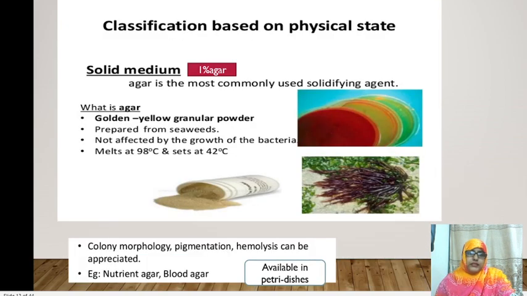Different types of media are taken on the basis of physical state: either solid, liquid or semi-solid. If it is solid, then it has 1% agar. If it is liquid, it contains no agar, and if it is semi-solid, it contains 0.2 to 0.5% agar. And agar is basically a golden green granular powder prepared from seaweeds, and it melts at 98 degrees and sets, meaning it converts into solid form, at 42 degrees Celsius.